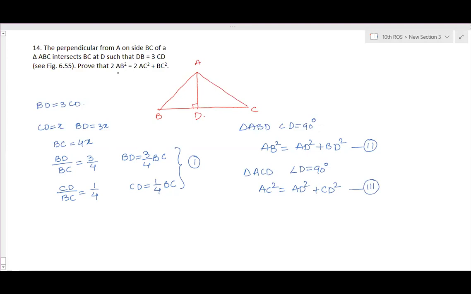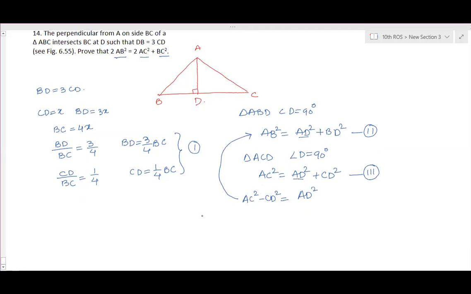Now you know here AB, AC and BC is there. BD and CD we can write in terms of BC. So we don't need AD. So what we have to do is find the value of AD square from equation 3. AD square is equal to AC square minus CD square and substitute this value in this equation. So it is AB square is equal to AC square minus CD square plus BD square.